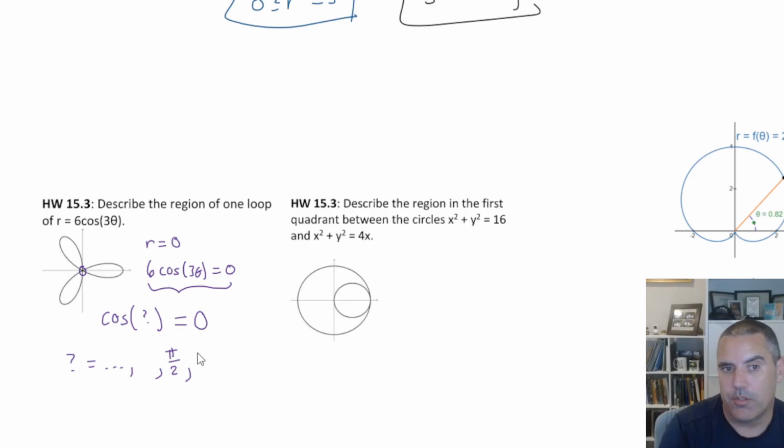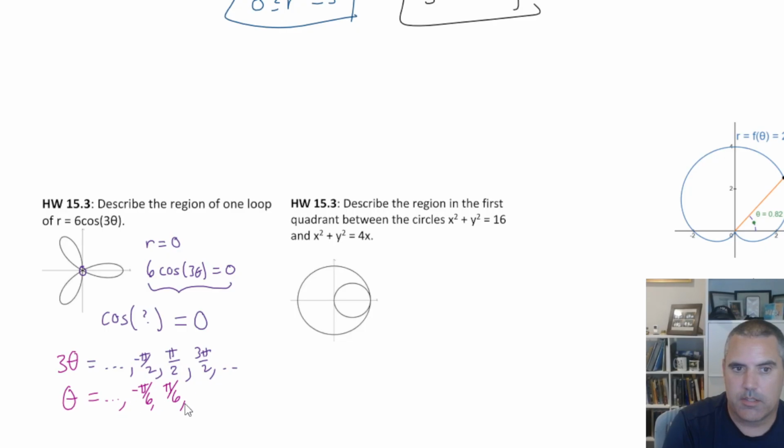How about pi over 2? How about 3 pi over 2? How about negative pi over 2? And then what you do is you say, well, it wasn't a question mark. I know what it was. It was 3 theta. And then you divide everything by 3. Negative pi over 6, pi over 6, pi over 2. And here are 2 consecutive times.